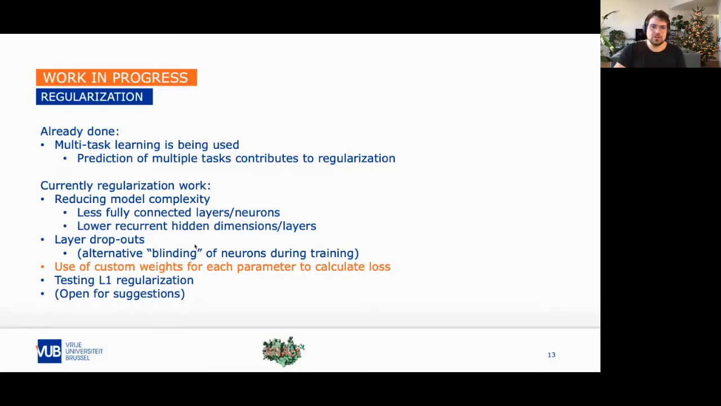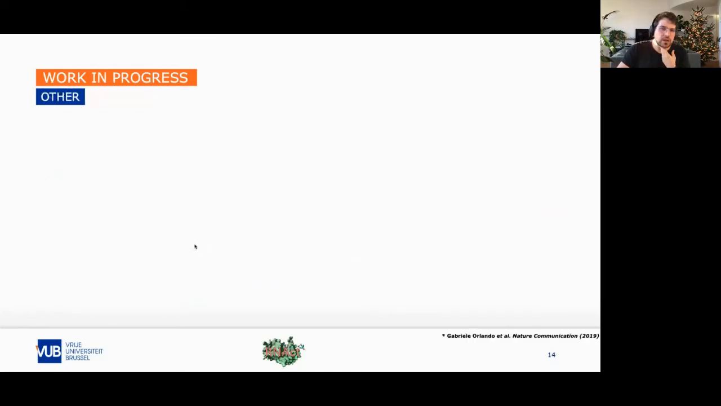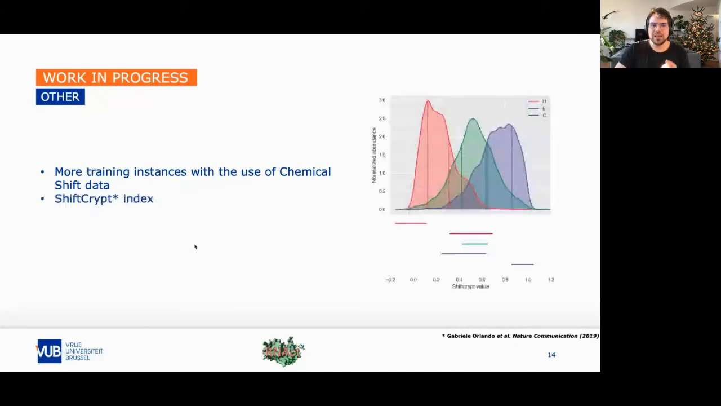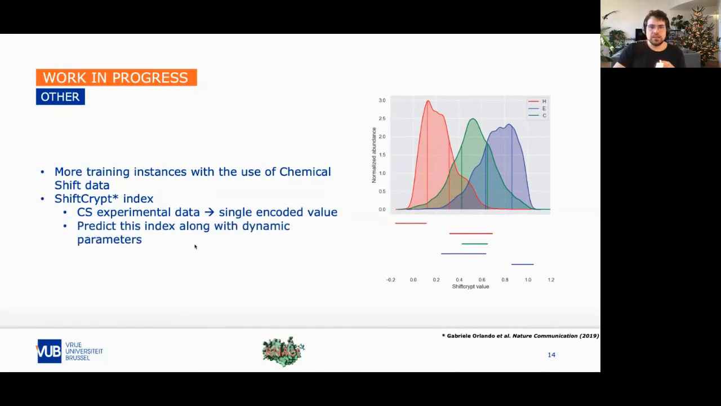conformations. And in addition to this, we also want to improve our model by including chemical shift data, because we've got, I think, a couple of thousand sequences that could really help improve our training. We will do this by calculating the shift crypt index of these sequences, which, as a reminder from before, is a single encoded value of the chemical shift data of the protein. And we will use this shift crypt index, which we predict, to try and move the network into a more general state that would predict the test set better.